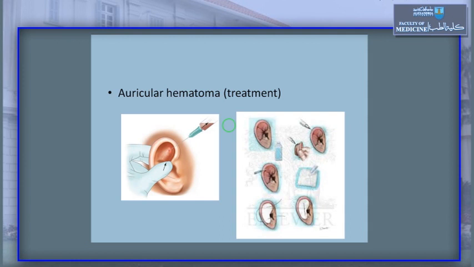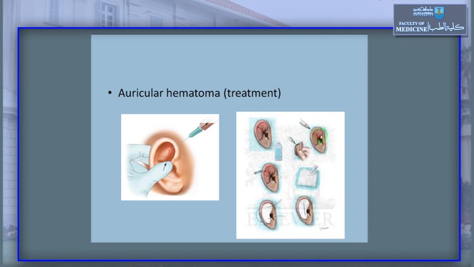The pressure will make the cartilage and perichondrium in good contact together to prevent recollection of blood or serous fluid in this space. For the evacuation of hematoma, we can just aspirate it with a syringe and needle if it is still fluid. If the blood is clotting, then we need to incise and squeeze out the clotted blood outside of the cavity. So after we evacuate the blood, we need to apply pressure.